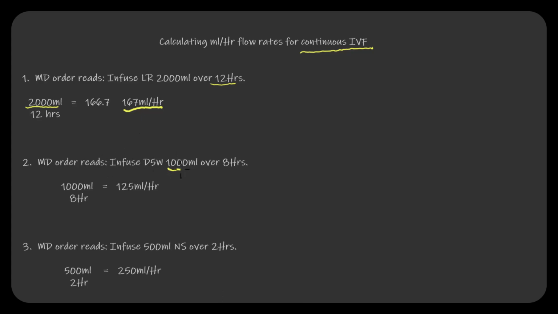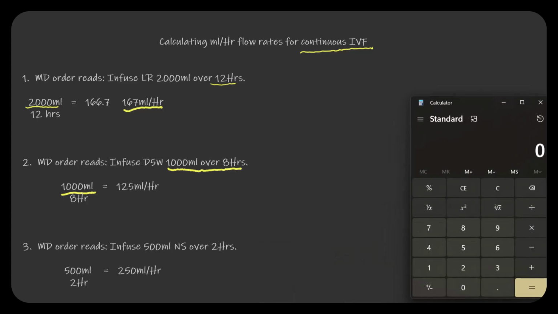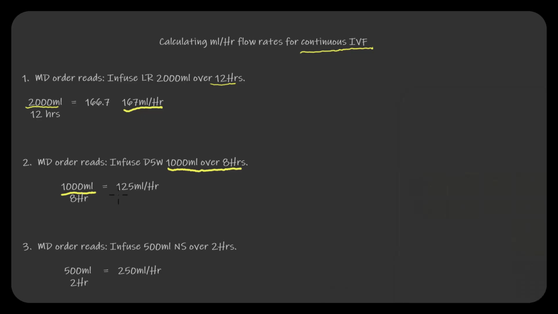Problem number 2. The MD order reads infuse D5W 1,000 mLs over 8 hours. Again, similar setup. We have 1,000 mLs divided by 8 hours, and that gives us our answer of 125 mLs per hour for our final answer.